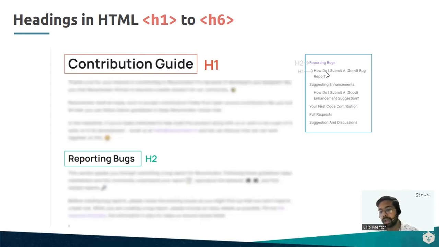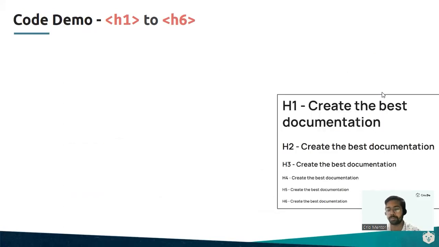For example, how do I submit a good bug report? Now this is a subheading of the reporting bugs topic. So this is how you can keep on following the conventions of using headings and subheadings with the help of the H1 till H6 tags. We have a total of 6 such tags, and we're going to see its demo as well.